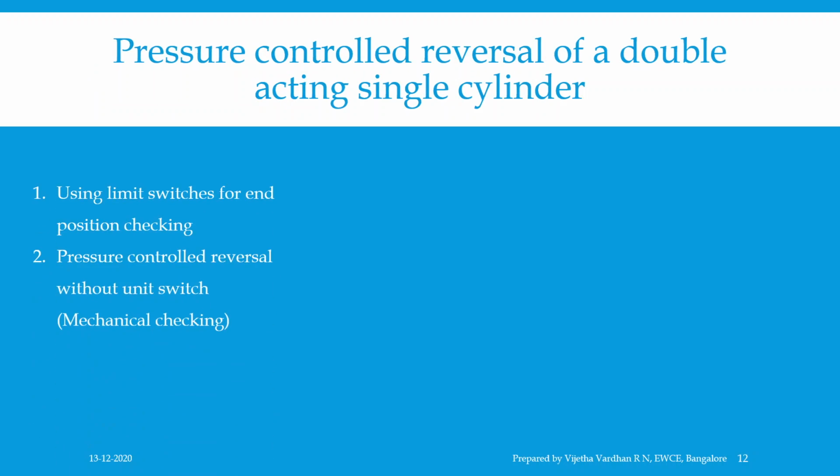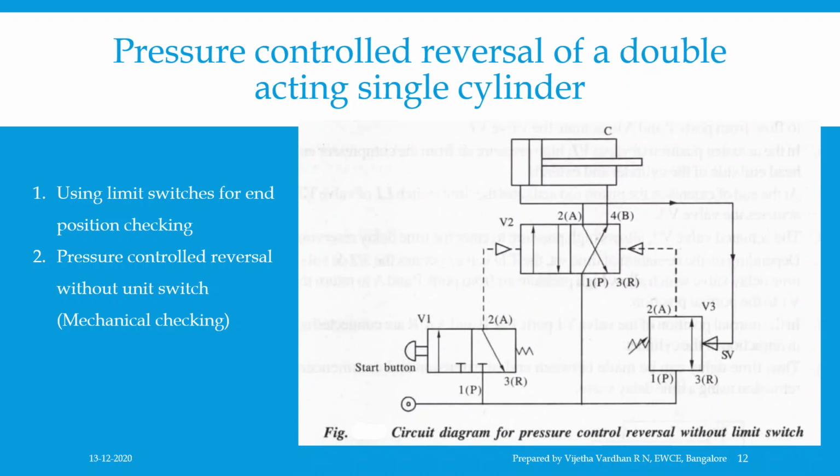Then the pressure controlled reversal without limit switch, that is mechanical checking, we are going to discuss now. In this type, the reversal also occurs if the cylinder is stopped in any intermediate position, that is where the maximum pressure can build up. Now the figure shows the circuit diagram for the pressure control reversal without limit switch.